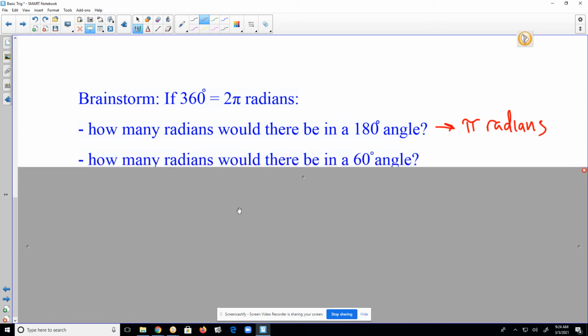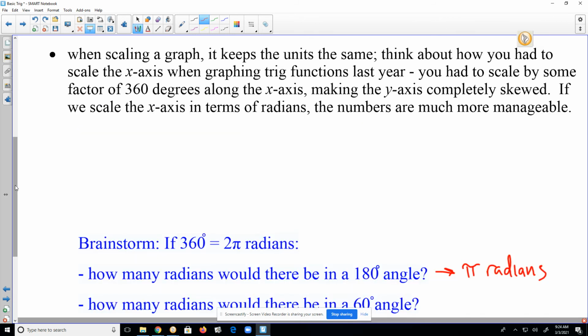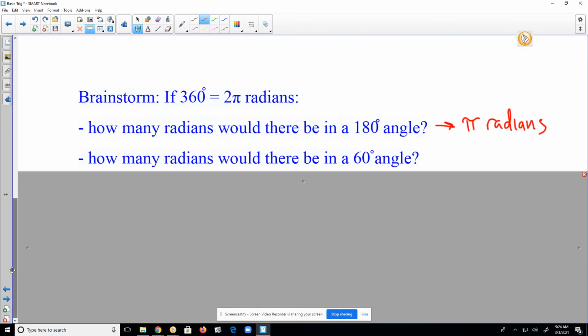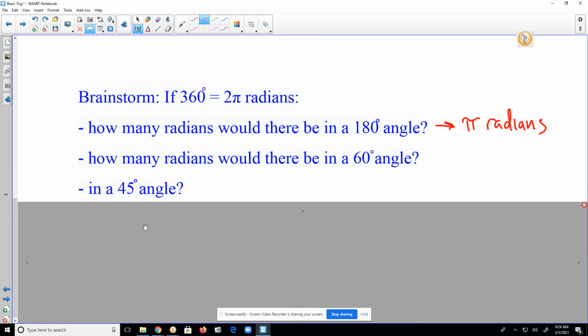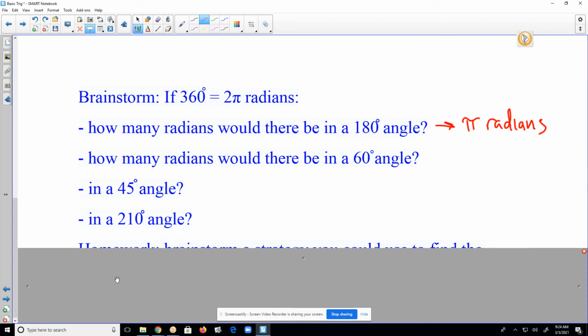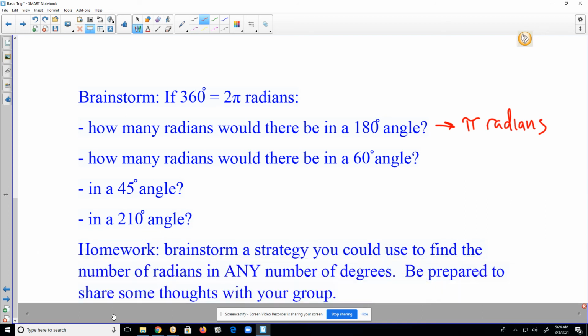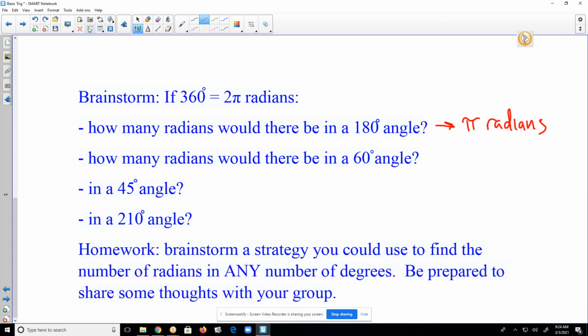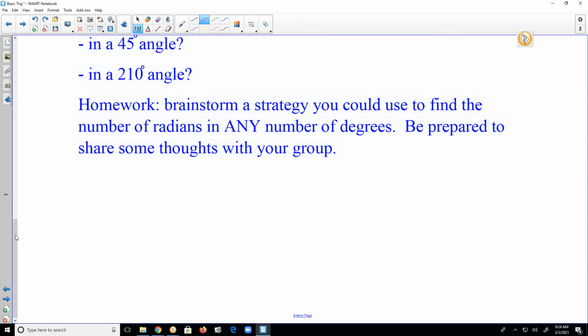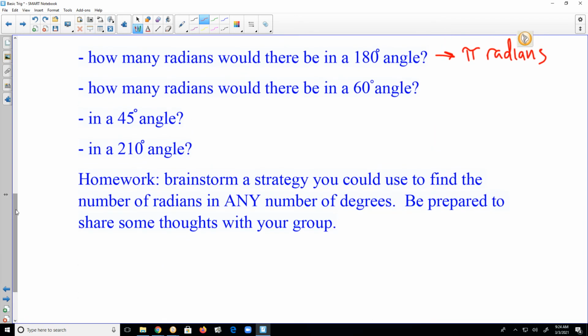So this is what I want you to put some time into. Think about some strategies you can come up with. How many radians would there be? What would the angle measure in terms of radians be in a 60-degree angle? How about a 45-degree angle? How about a 210-degree angle? So your homework is to brainstorm a strategy that would work to find the number of radians in any number of degrees. So what if I asked you for a 22-degree angle? How many radians would there be?